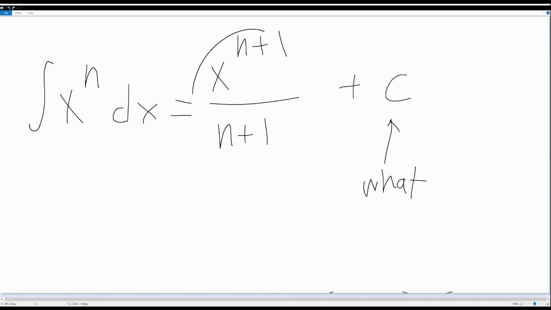So, why does this work? I don't know. I just know it does. Like, why the plus 1? Why? And I think this doesn't work if n equals -1. Like, n can't equal -1, I'm pretty sure. I don't remember.